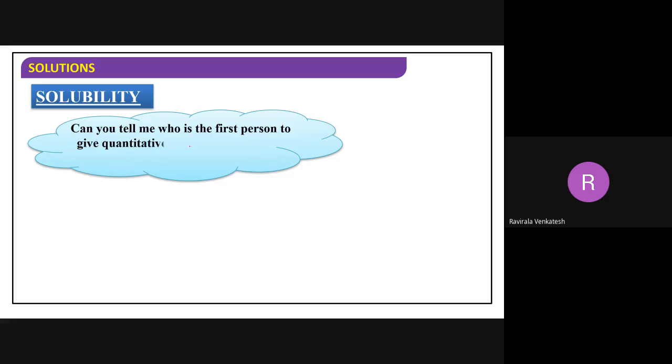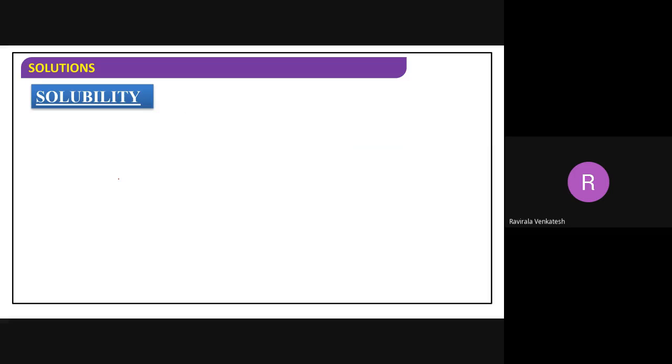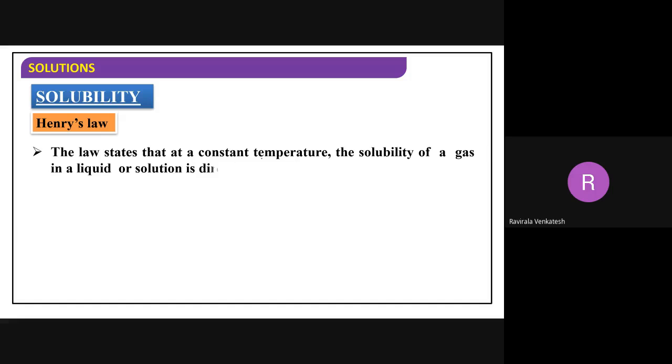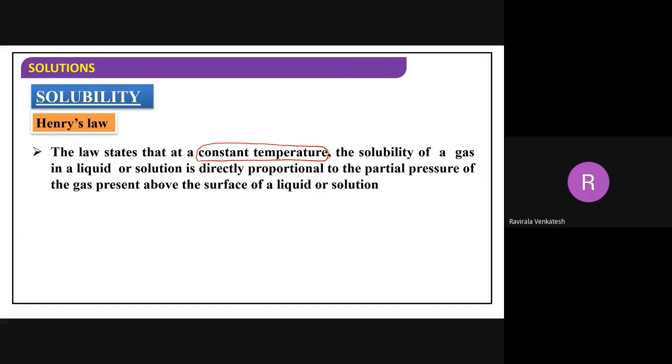Can you tell me who is the first person to give the quantitative relationship between solubility of a gas in a solvent with respect to pressure? That is what Henry actually. So Henry has given the first representation. What is Henry's law here? Very simple law it is. At constant temperature, the solubility of the gas in liquid is directly proportional to the partial pressure of the gas.